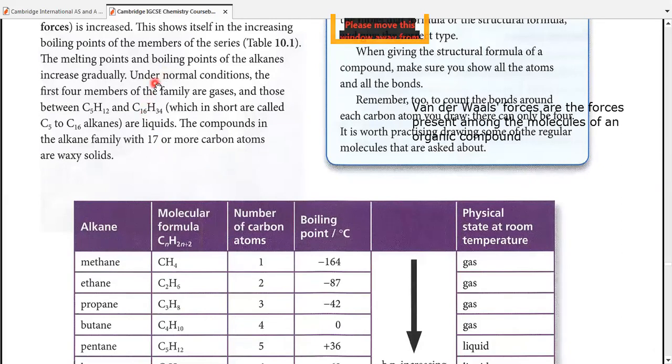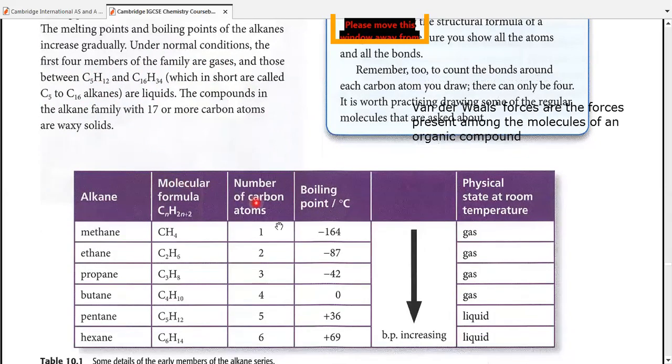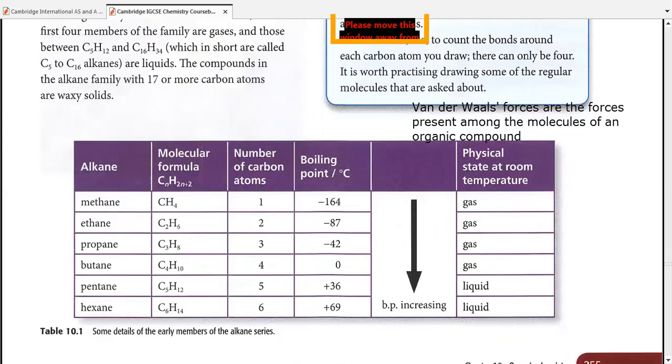Let's go through these lines. Under normal conditions, try to follow the spotlight. Under normal conditions, the first 4 members of the family are gases. Those between C5 and C16, which in short are called C5 to 16 alkanes, are liquids. The compounds in the family with 17 or more carbon atoms are waxy solids. Actually, when it goes beyond C26 or 27, they're hard solids.